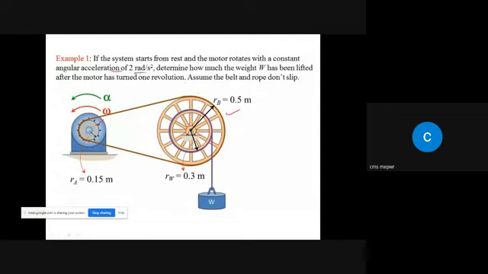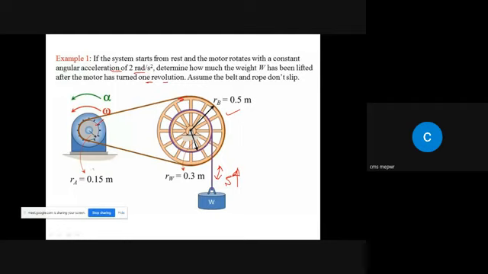Determine how much weight W has been lifted after the motor has turned 1 revolution. How much is this weight lifted? Means they are basically asking for the displacement of this weight. Assume the belt and rope don't slip. Means there is no slippage between this wheel and this rope or this belt.